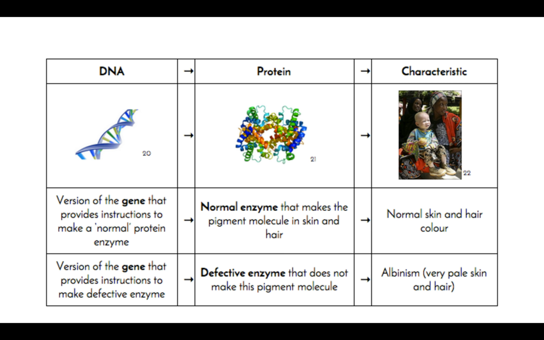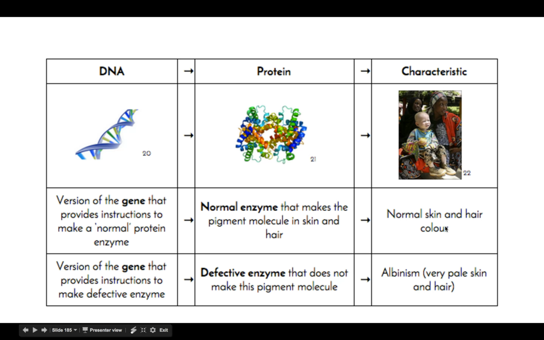So we can see in our first row here, we have the version of the gene that provides instructions to create a normal protein enzyme. It undergoes a process of protein synthesis to produce a normal enzyme that makes the pigment molecule in our skin and our hair, and therefore the characteristic that we see is normal skin and normal hair color.